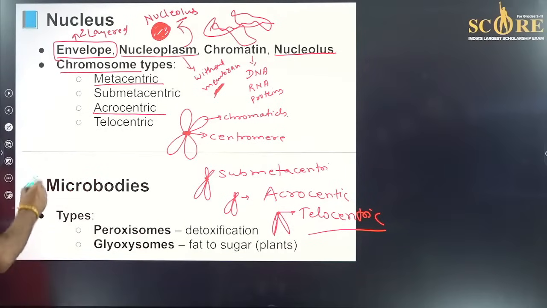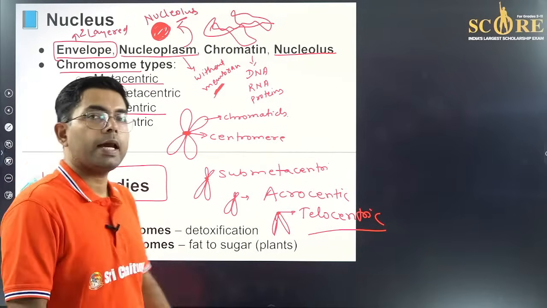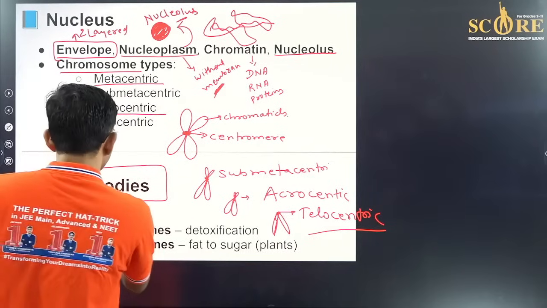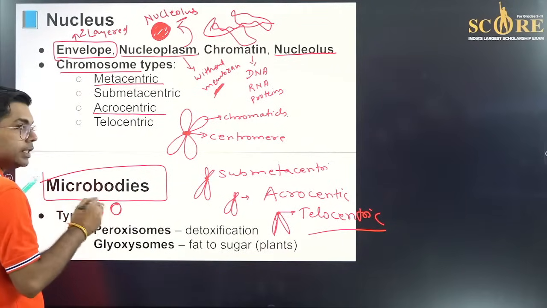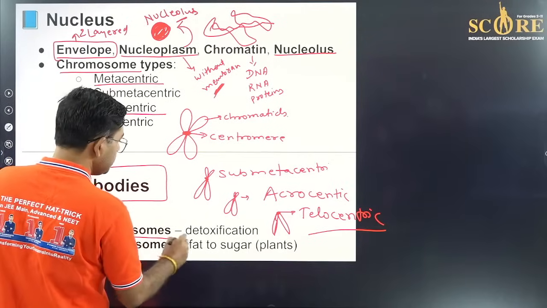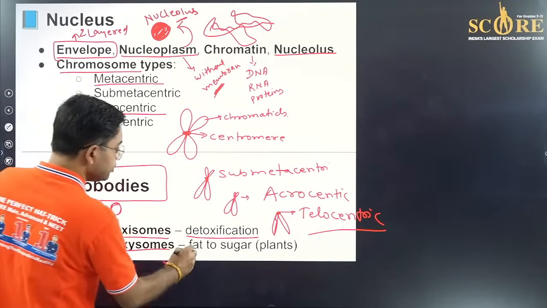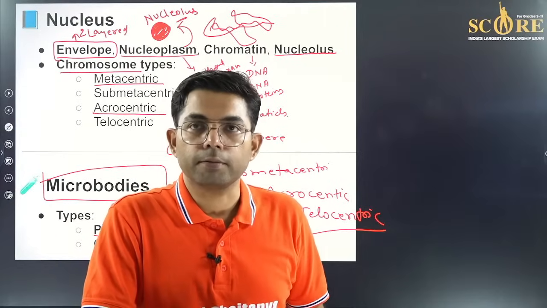And the last one, microbodies. So microbodies include peroxisome and glyoxysome. Peroxisomes are very small membrane-bound structures present in eukaryotic cells. Peroxisome has a role in detoxification. Glyoxysome has a role in the conversion of fat to sugar.